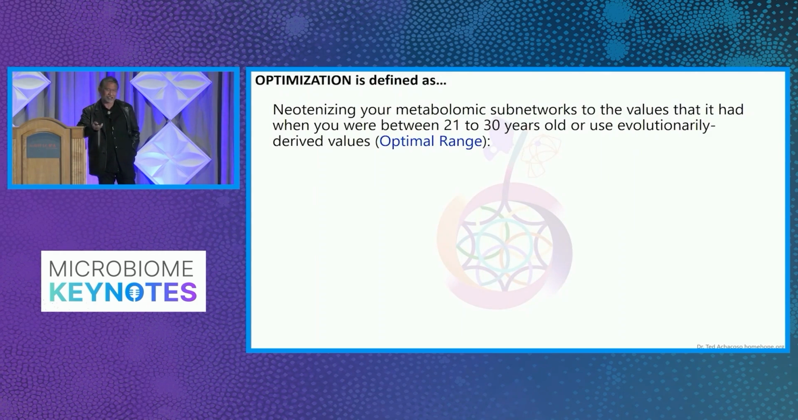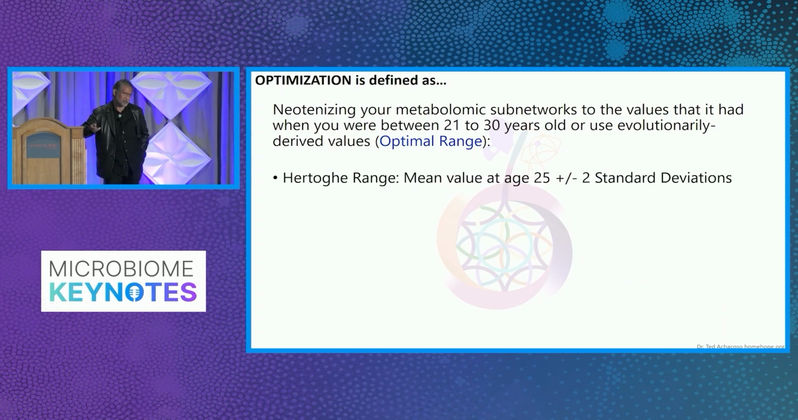And optimization now is defined as neotenizing your metabolic subnetworks to values that they had when you were between 21 to 30 years old, or using evolutionarily derived values, right? And neotenizing means making young. When your patient or client comes to you and says, oh, but this value is normal, that's normal for the age. But what we try to do is actually to move your values to the values you had between 21 and 30, the golden age for having children.